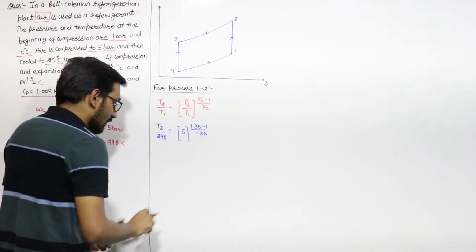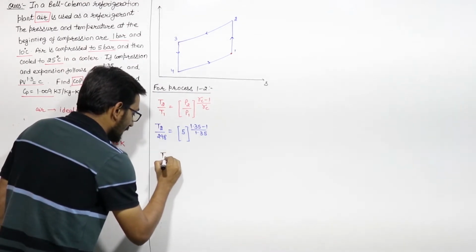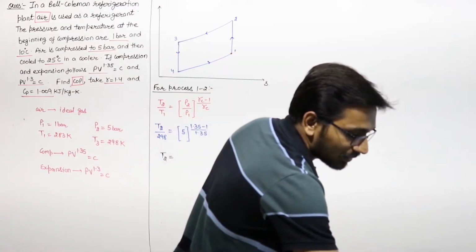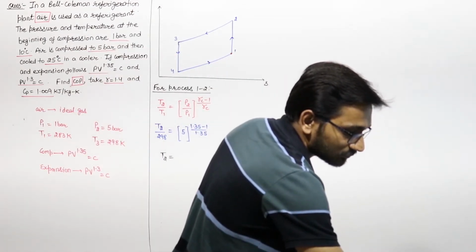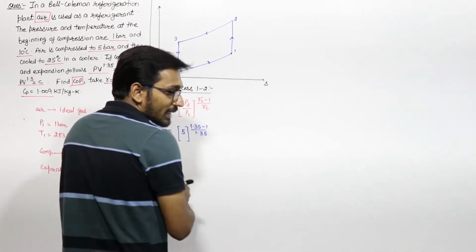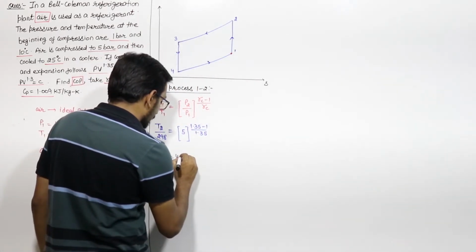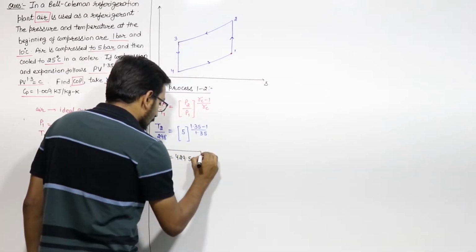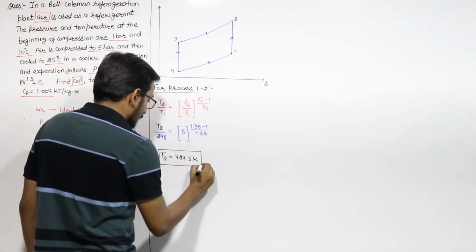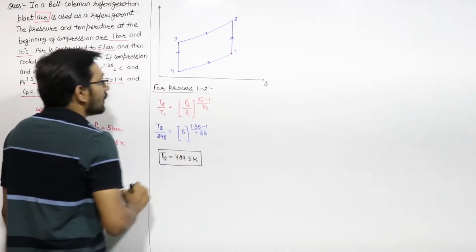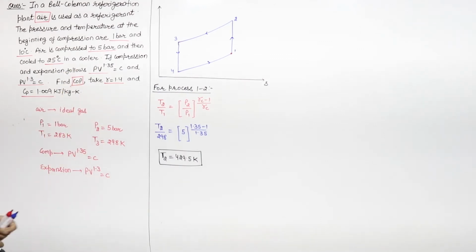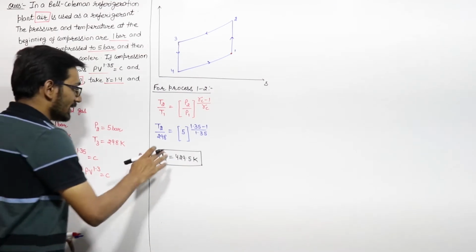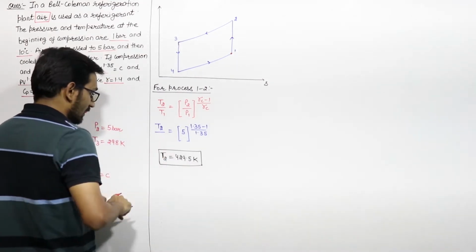So after solving this, you will get T2 will be 429.5 Kelvin. This is T2. Now T1, T2 are known. T1 is 283.